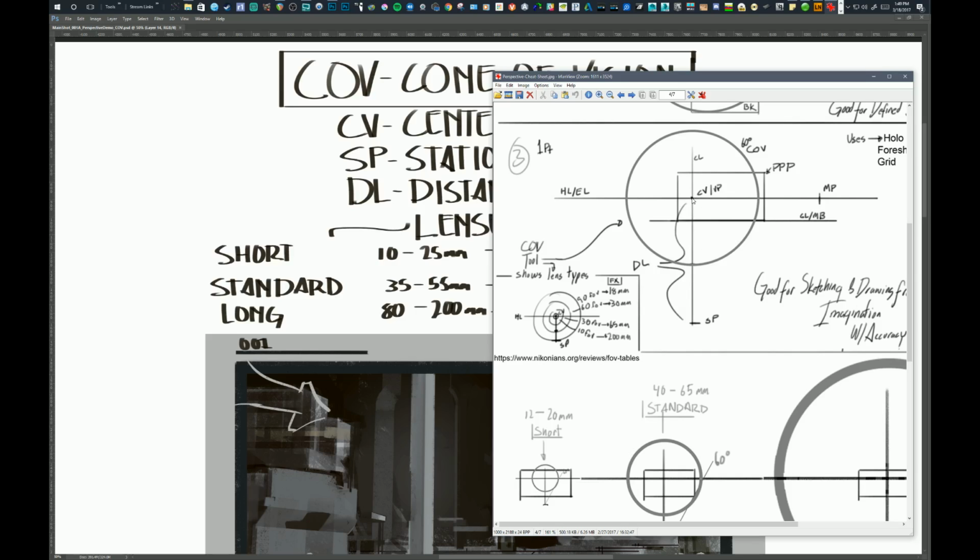And then remember, we have to flip this 3D space down onto a 2D picture so that we can then use the distance from the CV to the station point, which would normally be in 3D space. It would be coming out at us, but we need that distance to be flopped down onto the picture plane so that we can actually use that measurement. And the distance between the center of vision and the station point is the distance line.